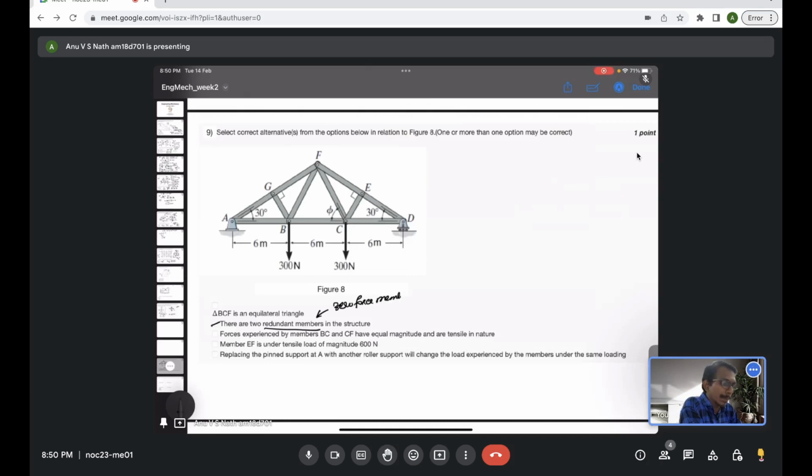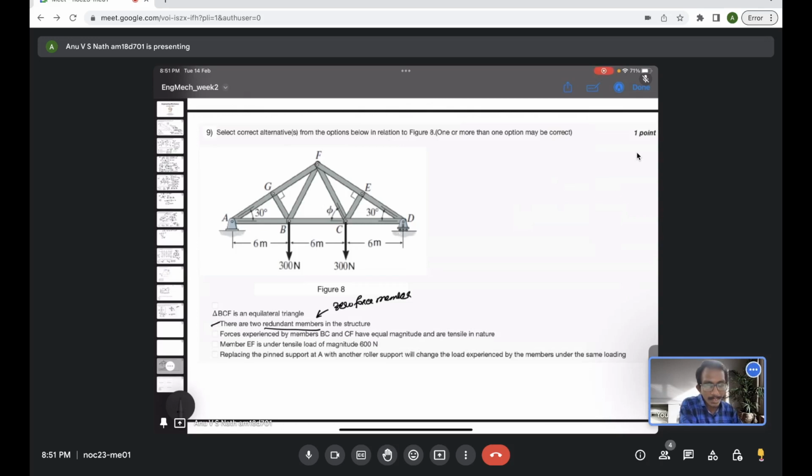So when a member has no forces, basically we say it is not participating in the load taking process. It's like redundant in that sense. That's why we call zero force links or zero force members redundant members. If I say that is the case, then it will be straightforward.